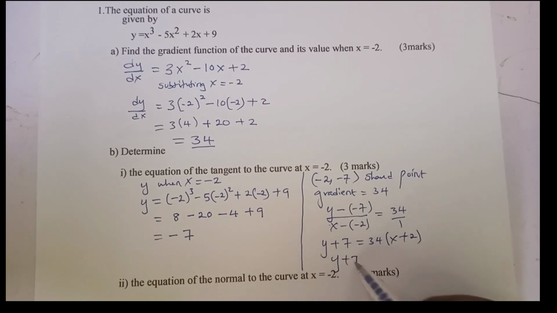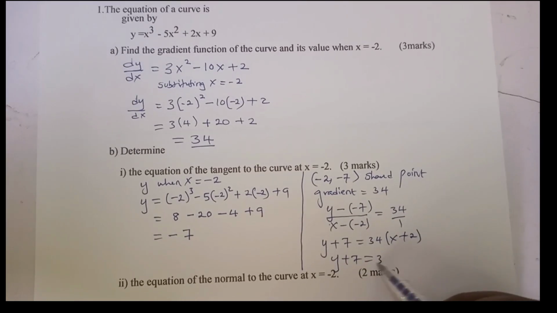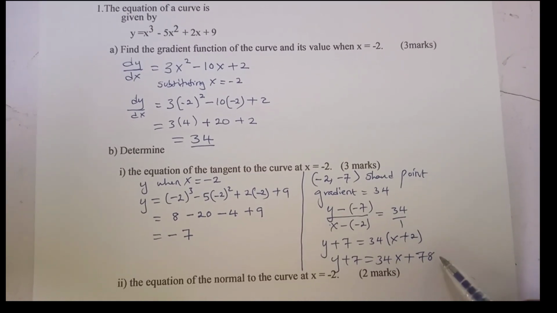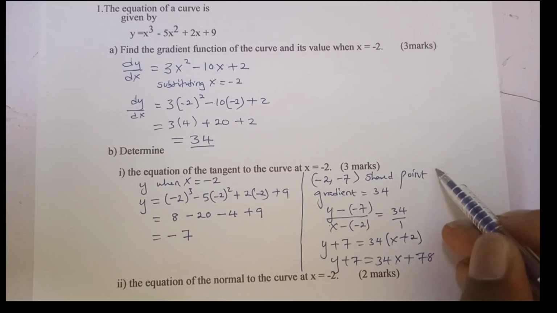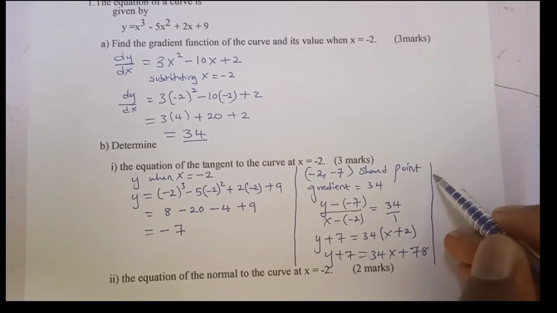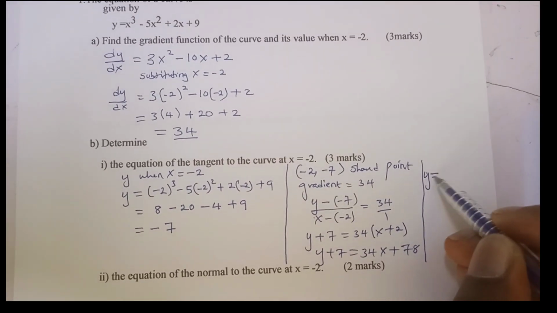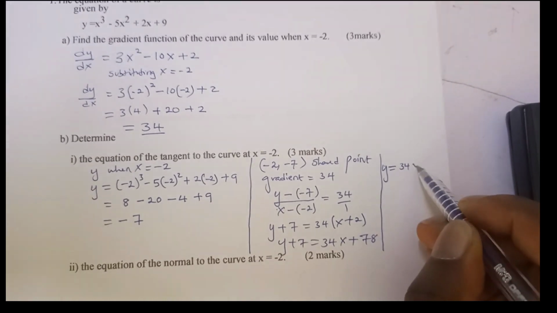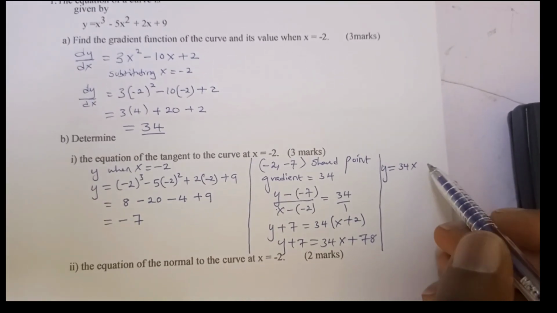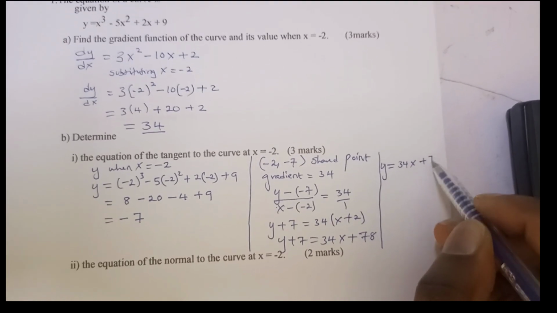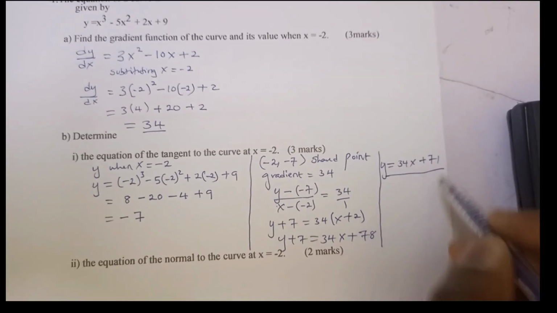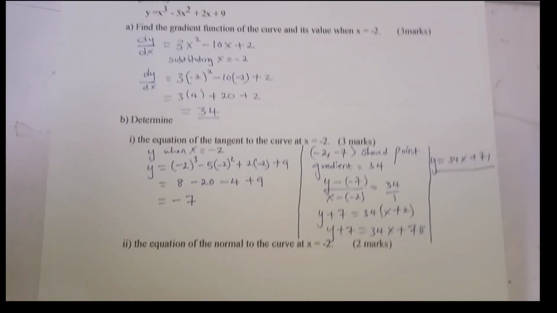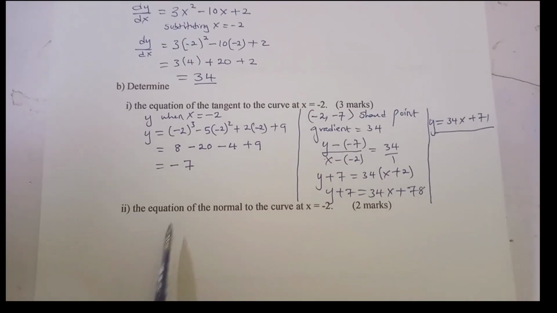So y plus 7 is equal to 34x plus 78. Putting like terms together, y is equal to 34x plus 71. So that is the equation of the tangent to the curve at the given point.